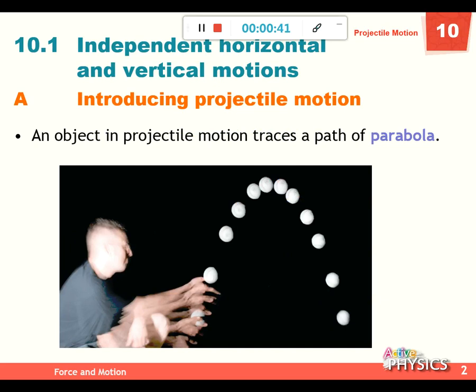Here, independent horizontal and vertical motion. 獨立嘅打橫同埋打動嘅 motion. Okay, what is it? You can look at this picture. When this man throws a ball and then uses the camera to take a photograph, you can see the path like that. Then in mathematics, you should know that this path is a parabola.